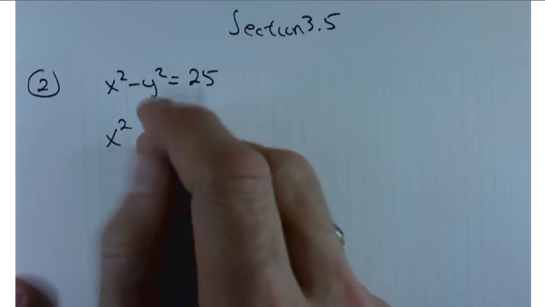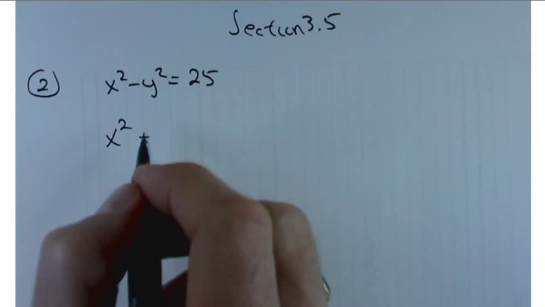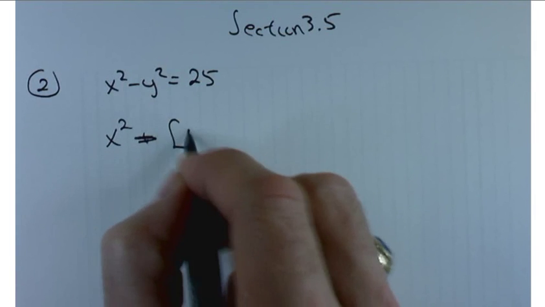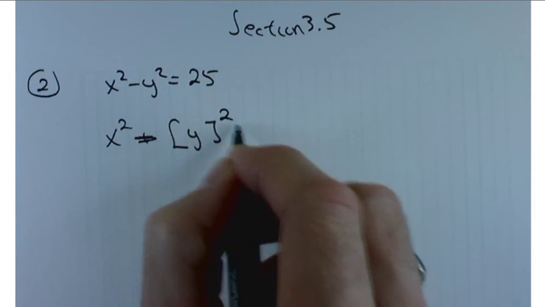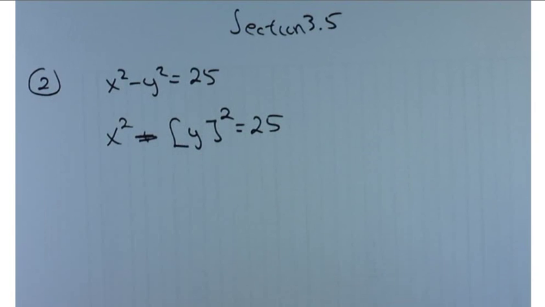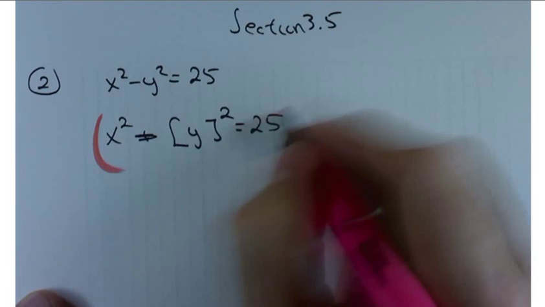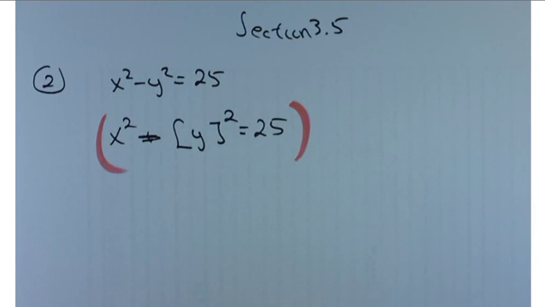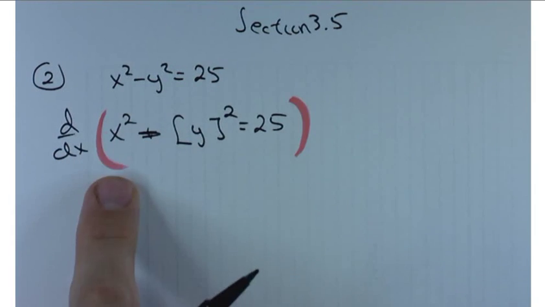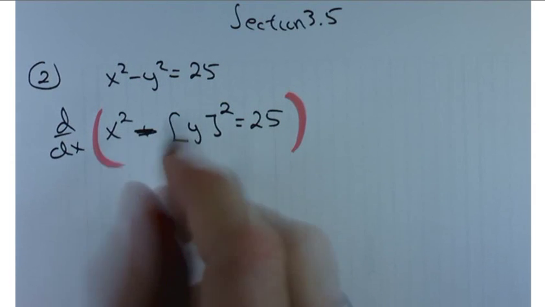And when I differentiate this, I didn't mean to write a plus here, that's a minus. When I differentiate this, I have to regard y as some function of x. So I'm just going to put it in brackets like this to really highlight it. Now, my goal is to find dy by dx. So I'm going to find the derivative here.